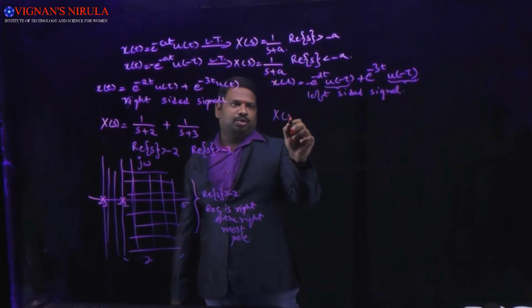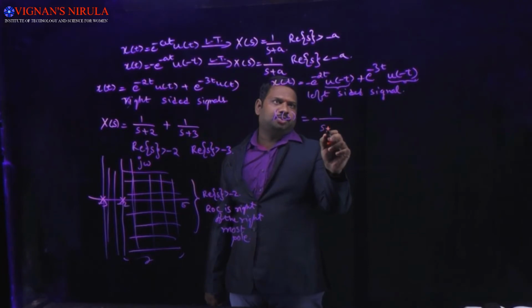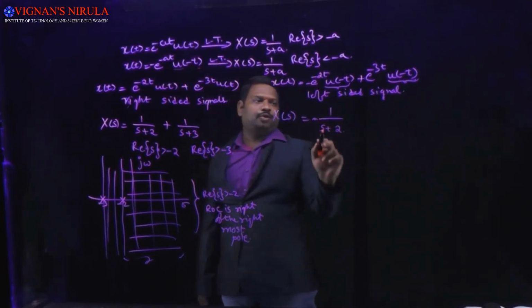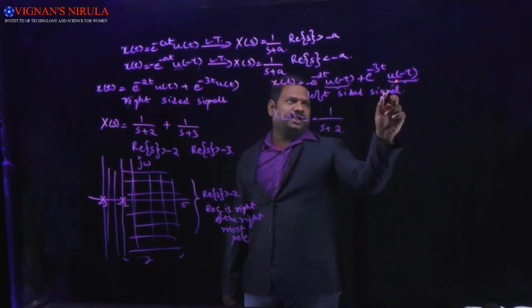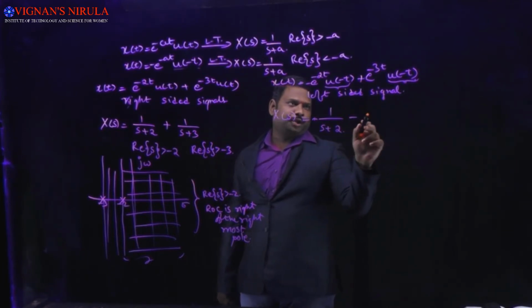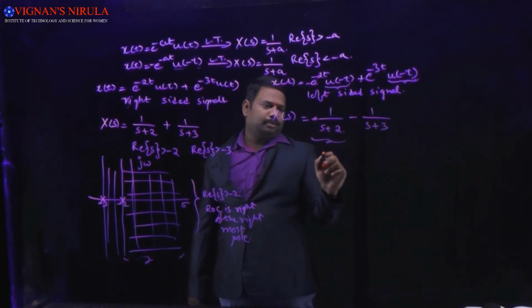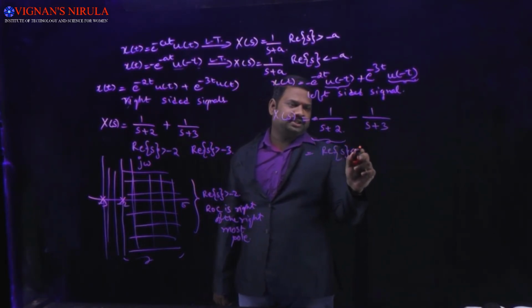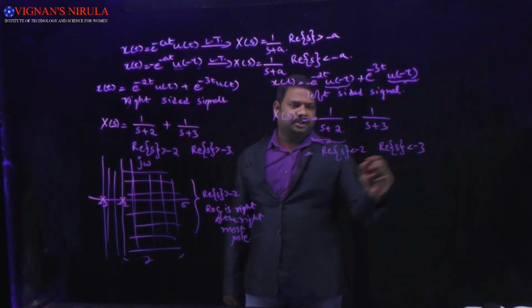Therefore, the corresponding X of s will be 1 by s plus 2 only, because here it will satisfy this condition. But here there is the presence of u of minus t, and the minus is not there, therefore keep the minus here, and 1 by s plus 3. Here we will not have the minus, therefore for this one the region of convergence is Re of s less than minus 2. For this one, Re of s will be less than minus 3.